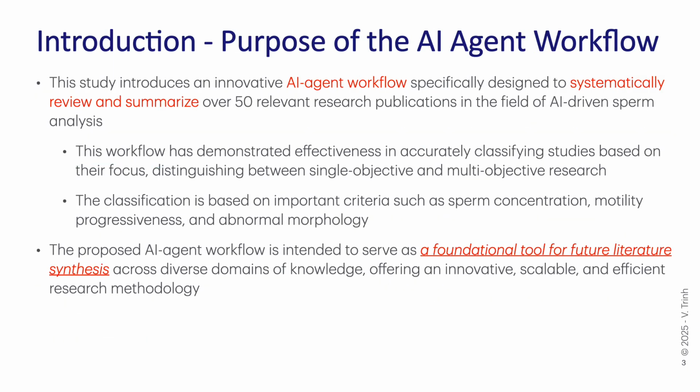This study introduces an innovative AI agent workflow specifically designed to systematically review and summarize over 50 relevant research publications in the field of AI-driven sperm analysis. This workflow has demonstrated effectiveness in accurately classifying studies based on their focus, distinguishing between single-objective and multi-objective research. The classification is based on important criteria such as sperm concentration, motility progressiveness, and abnormal morphology.